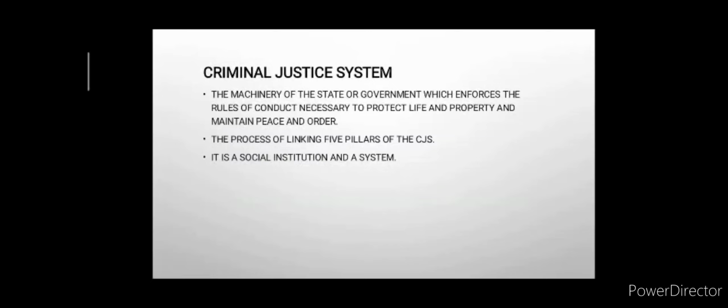Criminal justice system is the machinery of the state or government which enforces the rules of conduct necessary to protect life and property and maintain peace and order. It is the machinery that the society uses in the prevention and control of crime. It is also the process of linking 5 pillars of the CJS: the police, the prosecution, the court, the correction, and the community together as to achieve an interrelated scheme of reciprocal responsibility in the approach to community development. It also reveals that each component has a distinct sequential role to perform within the system.